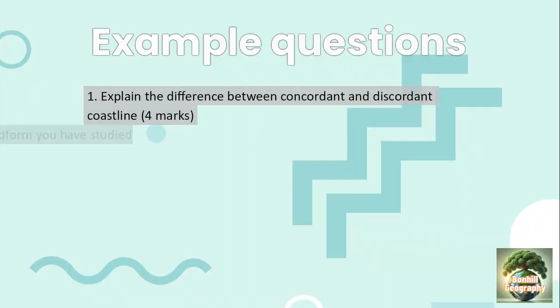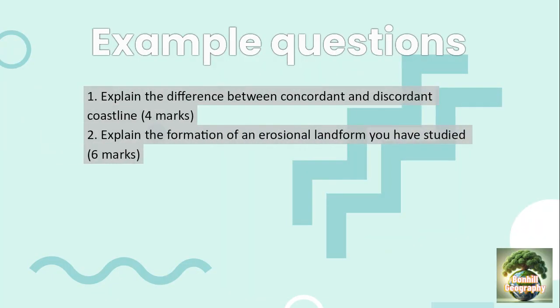Here are two example questions that you could potentially encounter in your exams. For example, the first question was found pretty much in the 2024 paper recently, where we had to explain the processes that occur between headlands and bays, or how they change over time. The second question is explain the formation of an erosional landform you have studied.